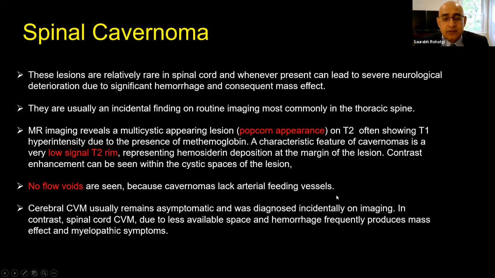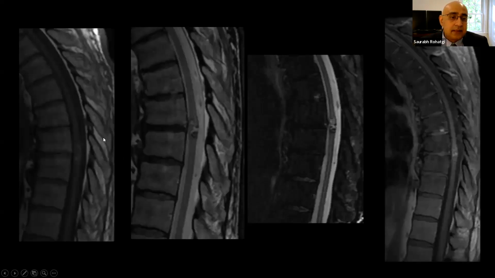No flow voids are seen because cavernomas lack arterial feeding vessels, as opposed to the brain, where cerebral cavernous malformations tend to remain asymptomatic. Spinal cord cavernomas present because of less space availability, and they hemorrhage more frequently, producing mass effect and myelopathic symptoms. This was the appearance of a spinal cavernoma in the spinal cord. You can see a popcorn-like lesion within the spinal cord itself with some contrast enhancement.